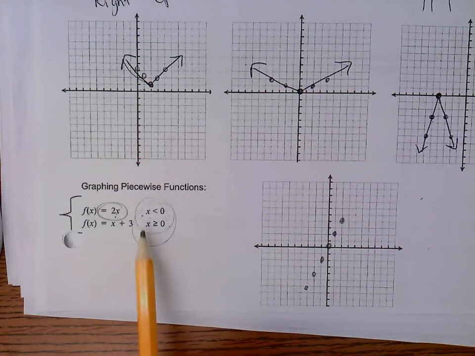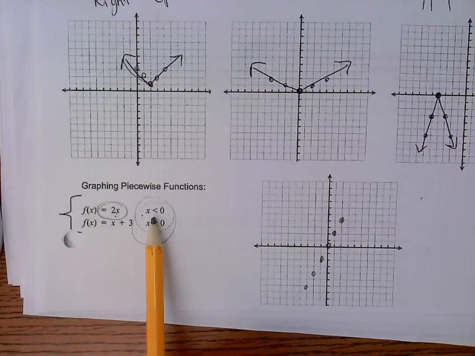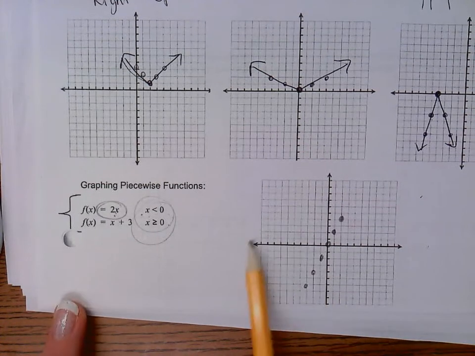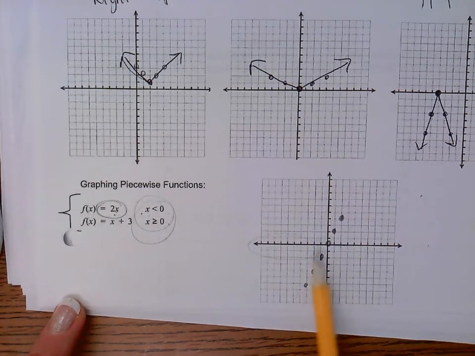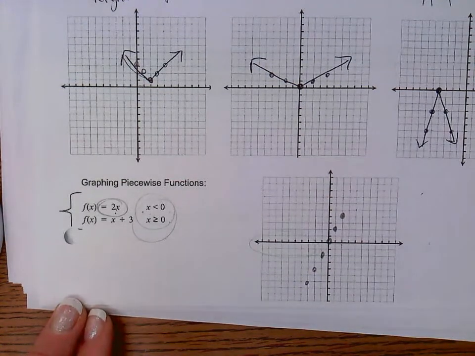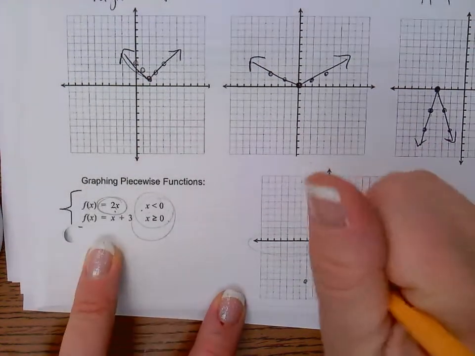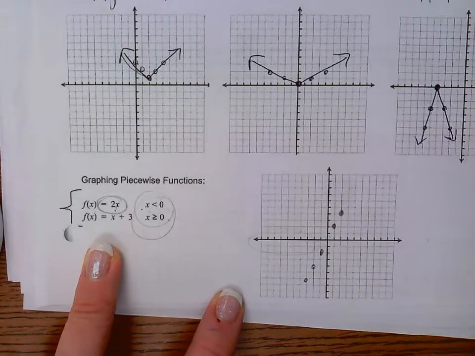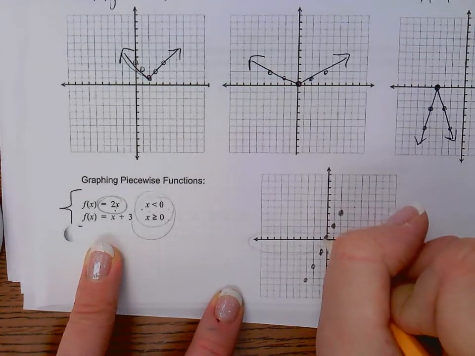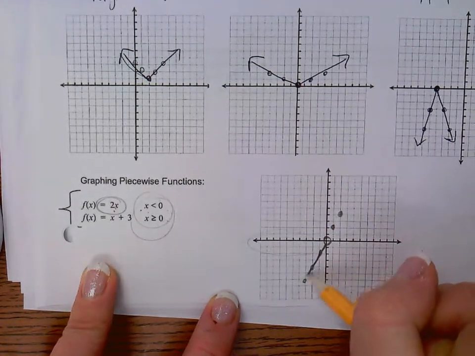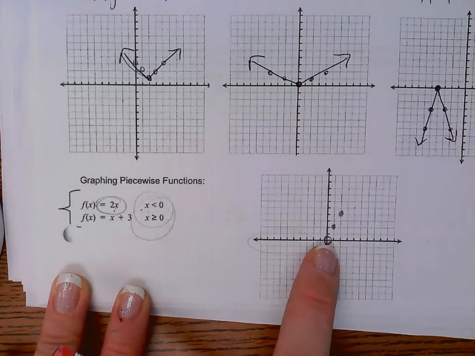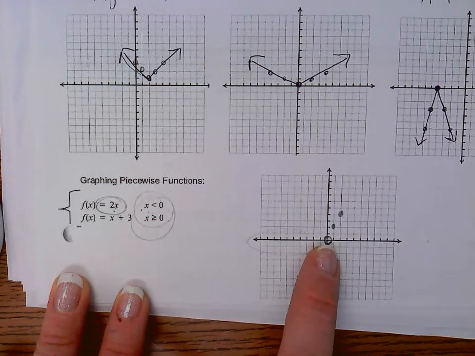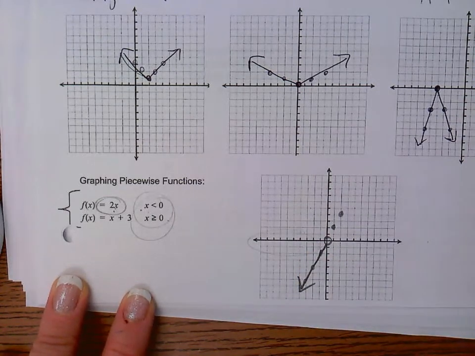So this says my x values must be less than 0. Here are all my x values that are less than 0. So I only want to keep these dots on the left side of that y-intercept. And actually, I need an open circle on (0, 0) because it says x is strictly less than 0. So an open dot means you almost get there, but then you actually don't get all the way to 0.